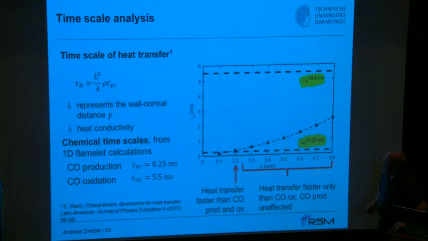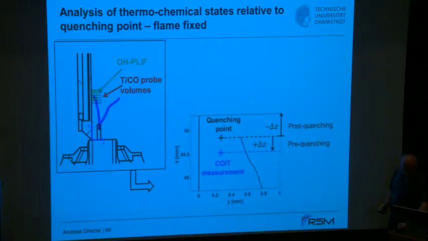Of course, you would like to do that in a simulation as well and compare. Maybe a few words about that come in a second.